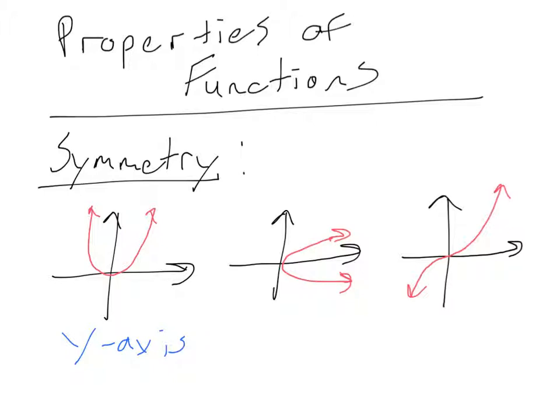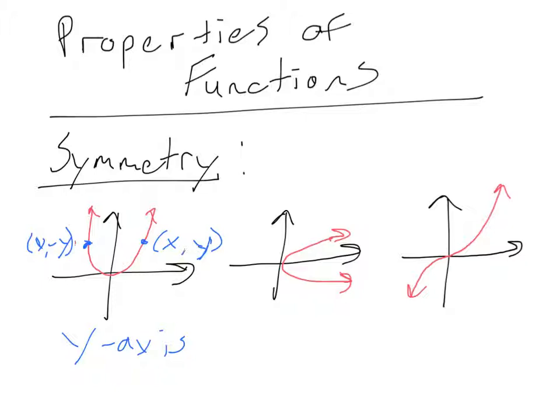And in this case, if this is the point (x, y), then this would be the point (negative x, y). So to have y-axis symmetry, if the point (x, y) is on the graph of the function, the point (negative x, y) must also be on the graph of the function. So that's y-axis symmetry.